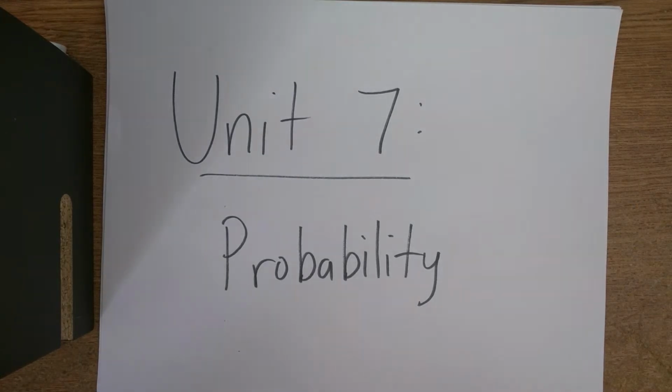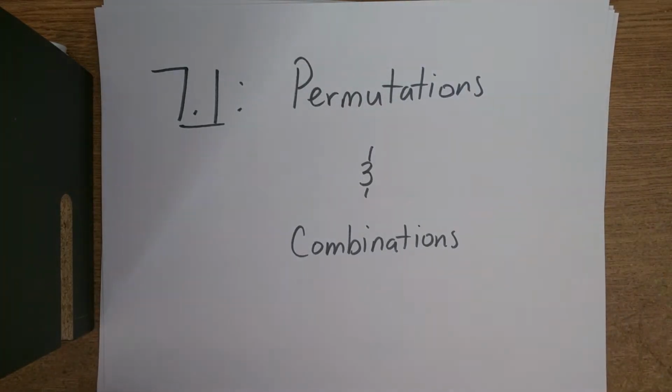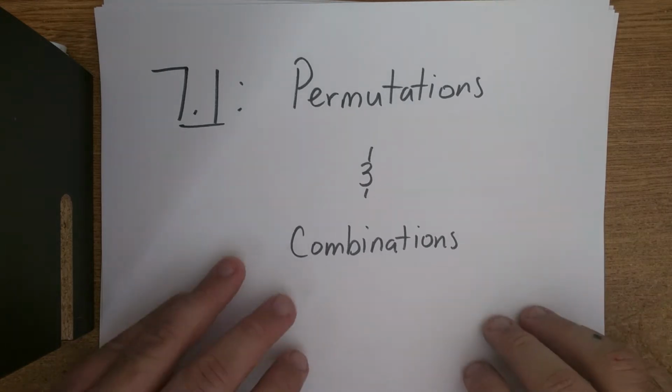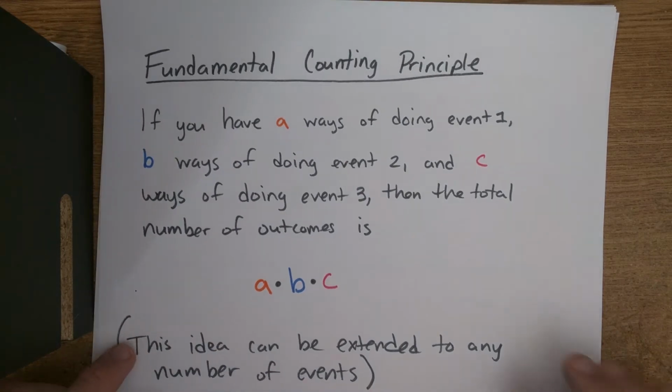Alright, Unit 7, Probability. We're starting a new unit here. And 7.1 is the video for today, Permutations and Combinations. Alright. Go ahead and copy this down.